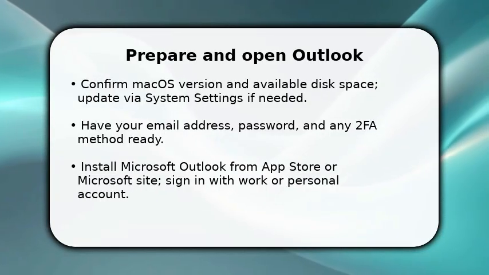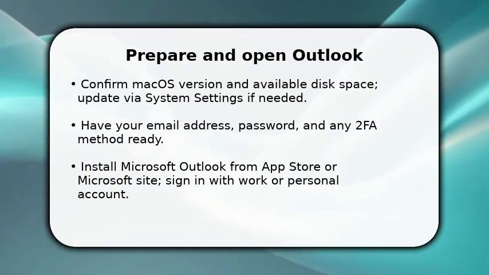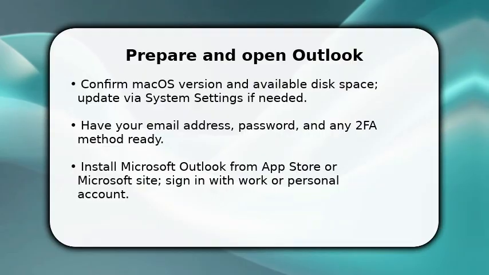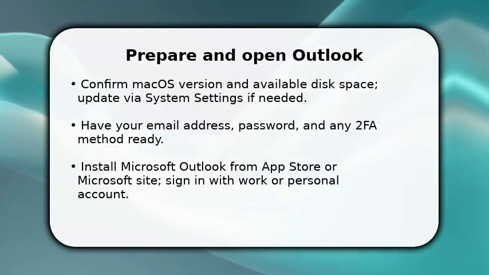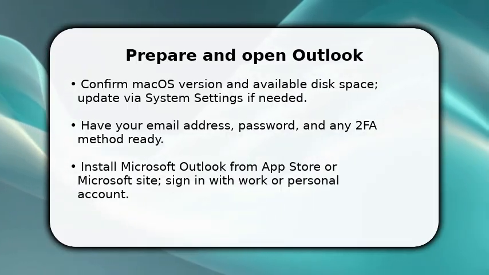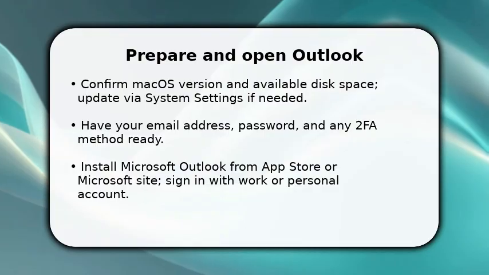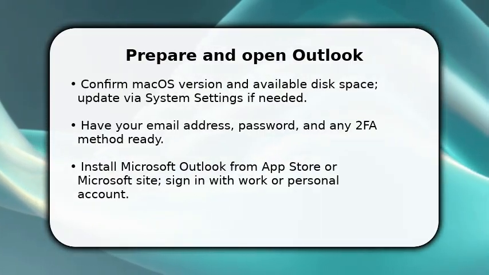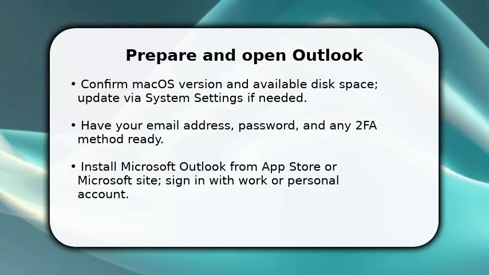You start by verifying macOS is up to date and that you have enough disk space. This prevents install hiccups. Next, install Outlook from the App Store or Microsoft Download, then open it and choose Add Account. Enter your email and password when prompted, and follow any two-factor prompts. Once done, allow necessary permissions for calendar and contacts so Outlook can sync.